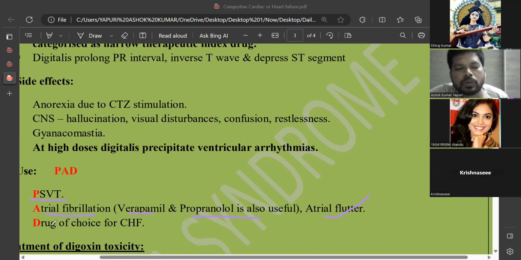And as you know, digitalis is one of the major drugs of choice for congestive heart failure. It is one of the major drugs of choice for the treatment of congestive heart failure.